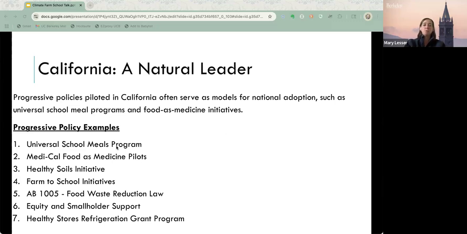But some of the other ones that come up that I'm happy to mention are the Healthy Soils Initiative. This was an initiative that aimed to improve soil health through grants and support for farmers adopting regenerative agricultural practices. Again, I think I might be speaking to the crowd, the audience for this group here.